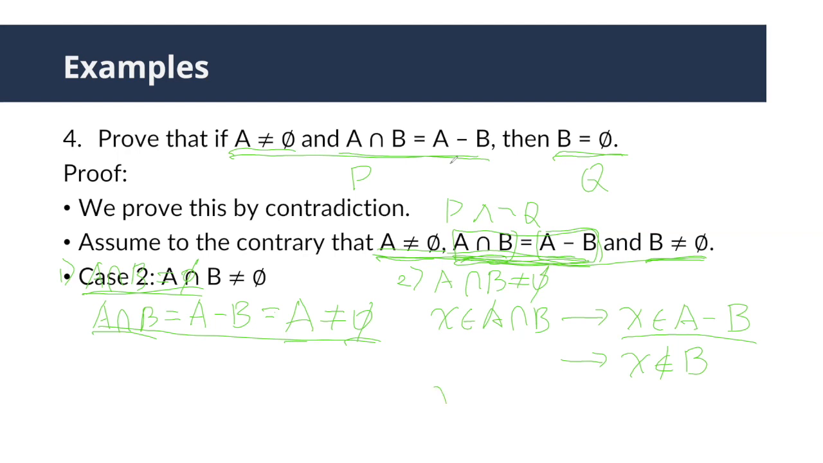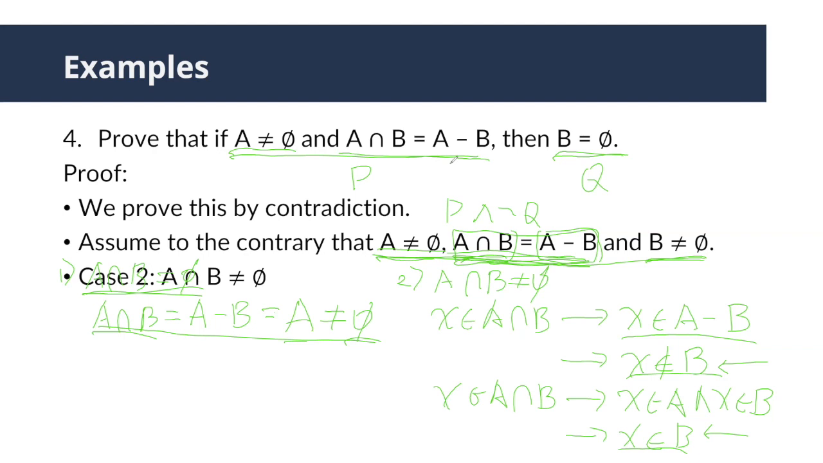Here, since X is in A intersect B, by definition, we know that X is in A and X is in B. Therefore, X is in B. Now you can see, we first show that X is not in B. Now we show that X is in B. Therefore, these two together is a contradiction.